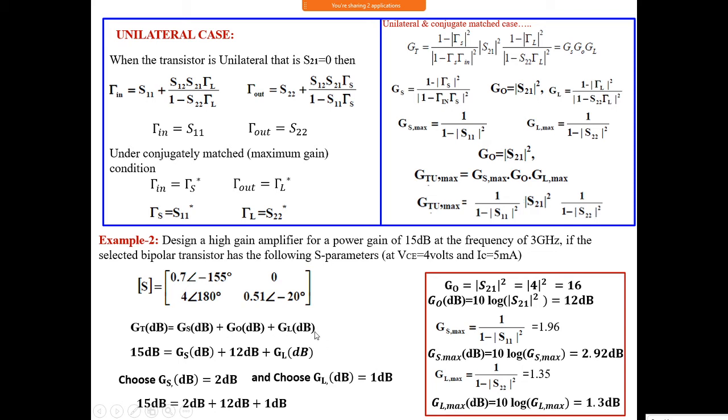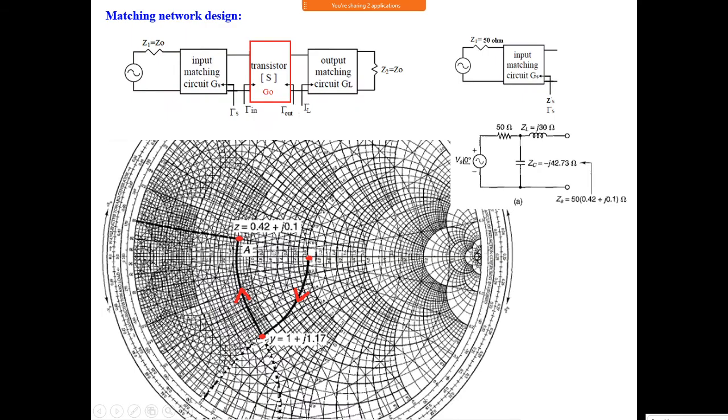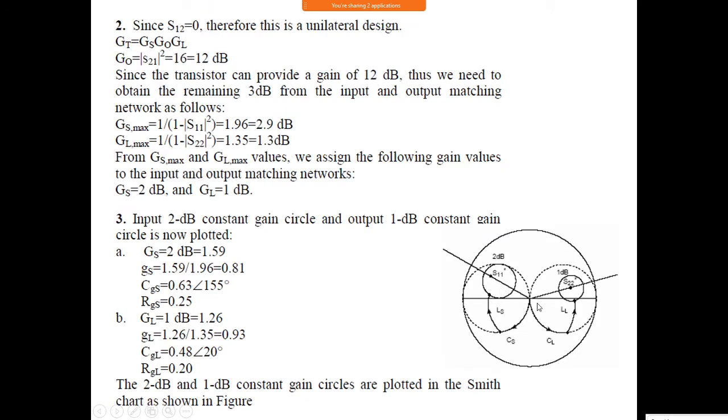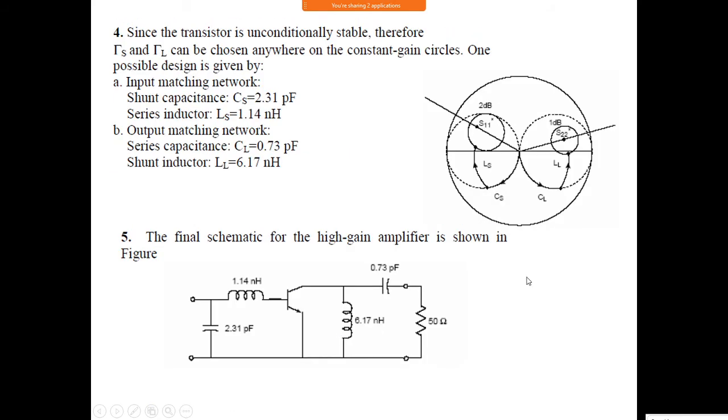After selecting the values of GS and GL, what do we have to do? We should draw the circles: the constant gain circles, input gain circle and output gain circle. You should draw like this. They are drawn for this problem: the input gain circle like this and the output gain circle like this. Now the input impedance and output impedance can be chosen as any one value over these circles. After choosing that impedance, you can do the design. This much procedure will be there to do this amplifier design.